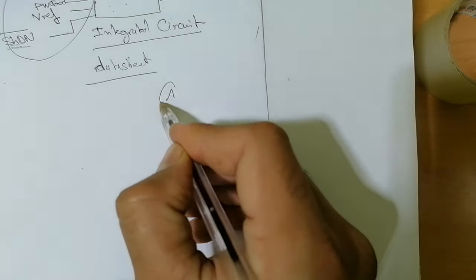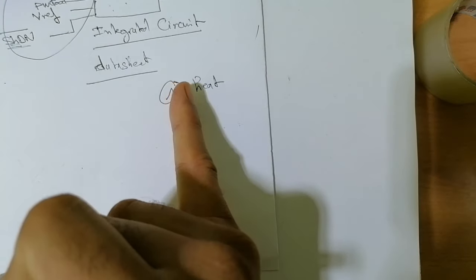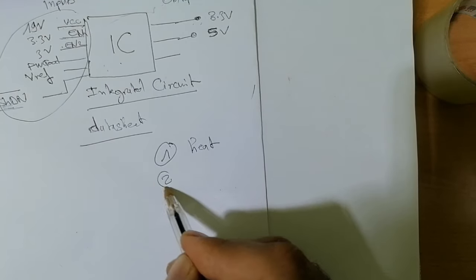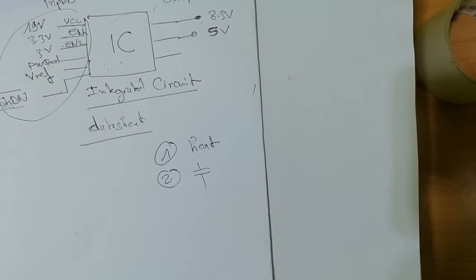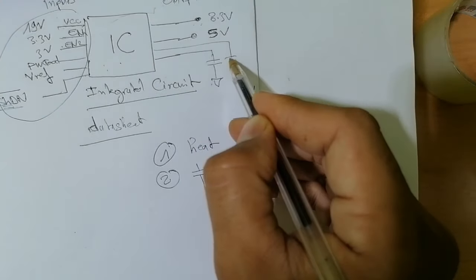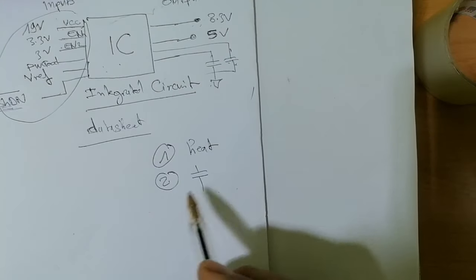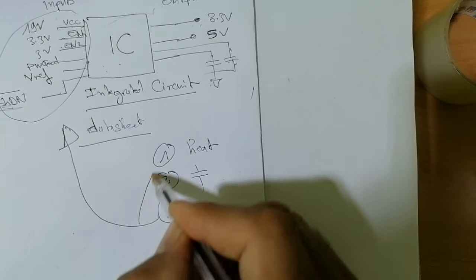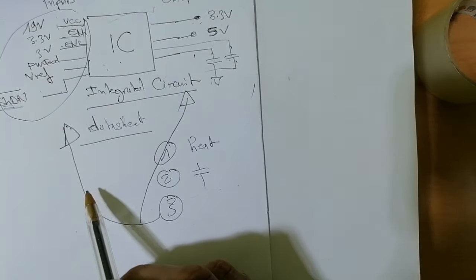So the first method is by checking the heat of the IC. Use your finger. If you feel that the IC is very hot, it means the IC is bad. The second method is by checking the ceramic capacitors around the IC. If you find that the ceramic capacitors around the IC are connected to the ground on both sides, it means the IC is bad. The third method is by checking the inputs and the outputs. If you don't have the inputs, you cannot get the outputs.